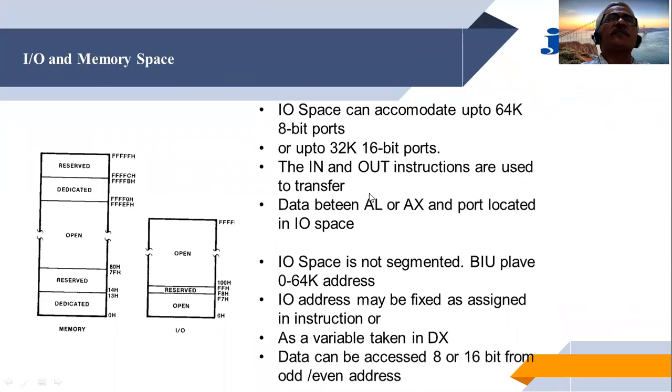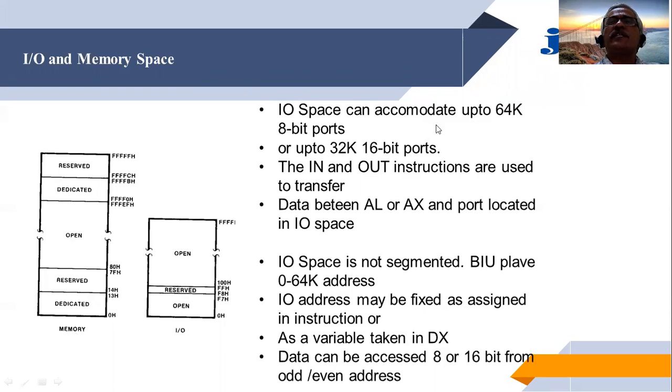Let's then see the other address space. We know the address space is divided into the IO address space and the memory address space. The IOs can be in the form of different ports, different IO addresses. And the memory, of course, is the physical RAM, ROM, etc. So we have two spaces, IO and memory space.